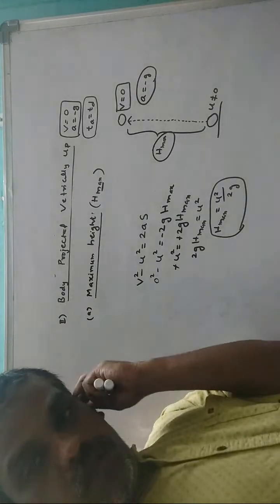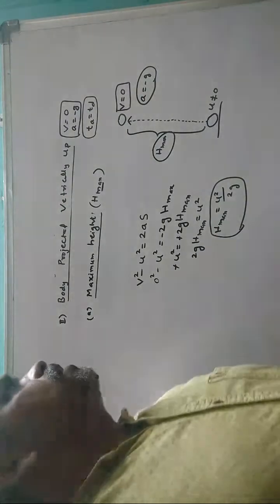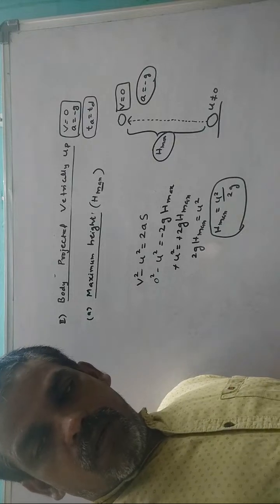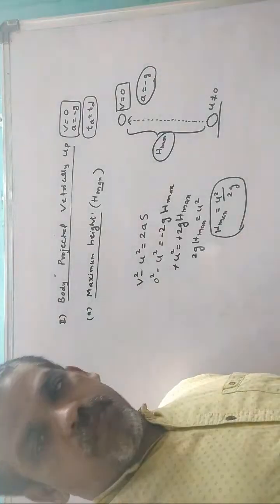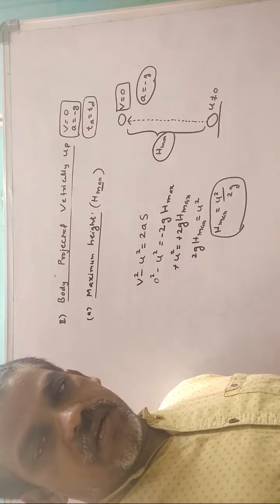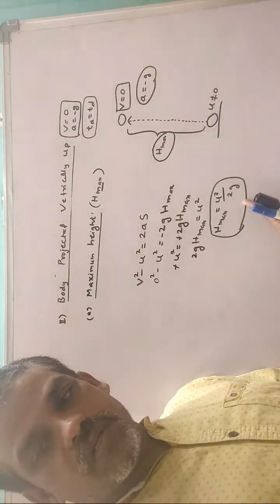Okay. So in vertically projected up, that case a body is projected vertically up. What is the maximum height? It is equal to u square by 2g. You have to say this answer. Okay.